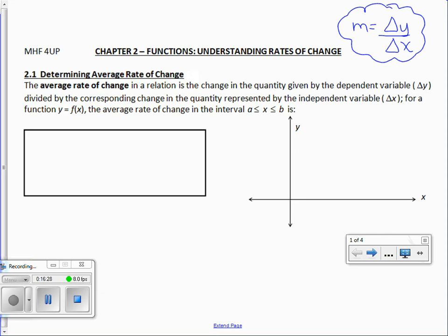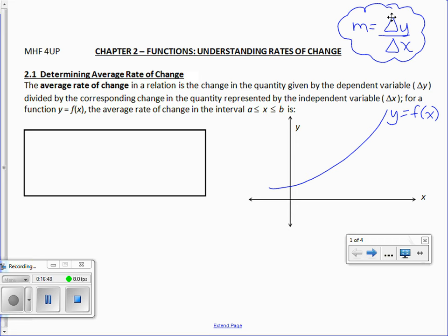You can still find the average rate of change. I'll give you an example. I'm going to draw a function. Just draw a random function. We're going to call this y equals f at x.